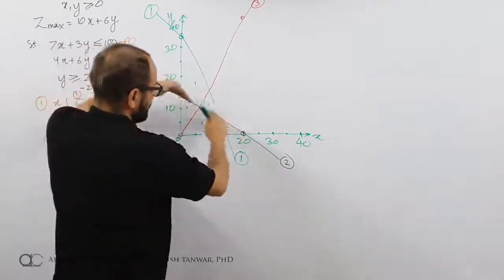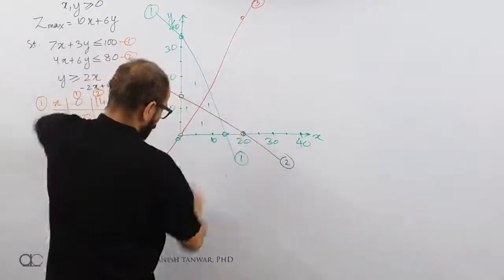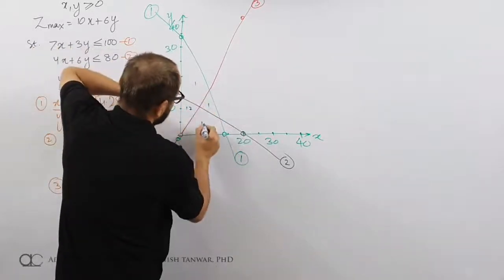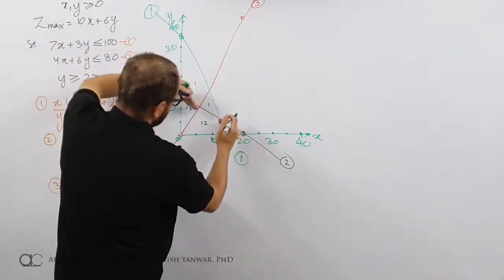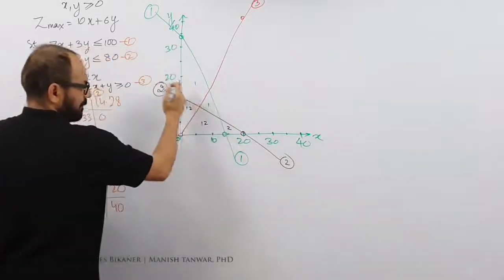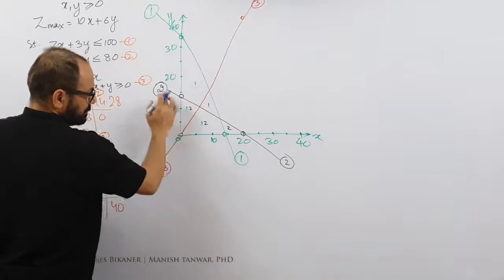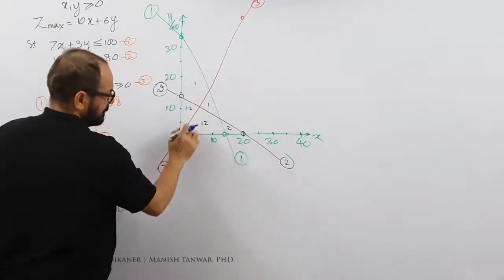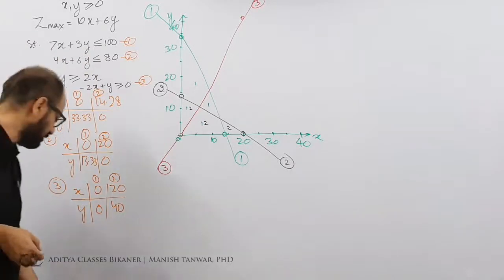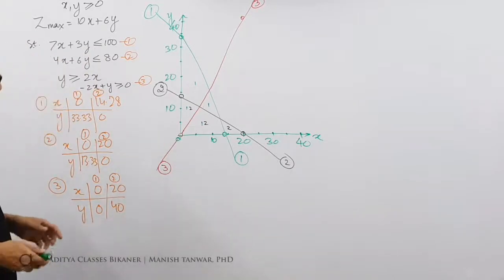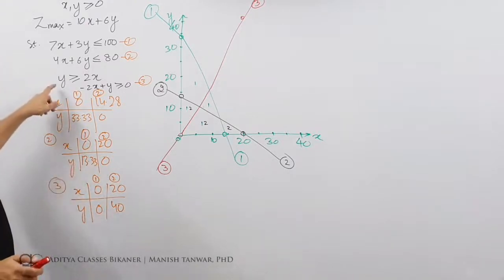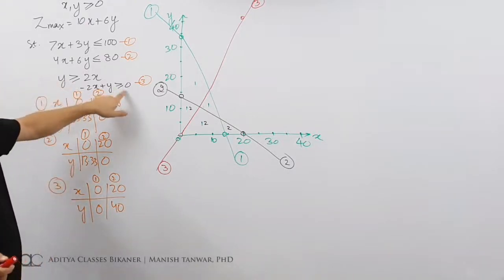This is my second constraint. Everything towards the origin is acceptable. Towards origin, this, this and this. If you look very carefully, these are the areas which are towards the origin of the second constraint. And what about the area of the last constraint? The third one is not this, the third one is this one.